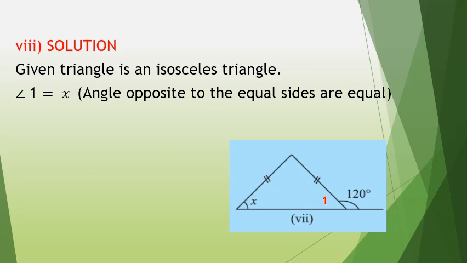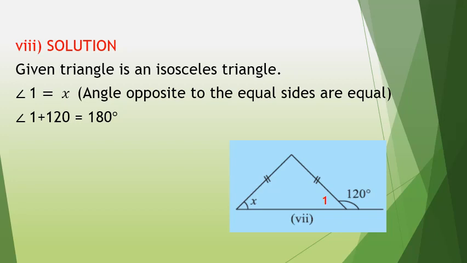Now we can see which two angles are of equal measure, that is the angles opposite to the equal sides. They are marked as x and you have to mark the other one as 1. So angle 1 equals x, angles opposite to equal sides are of equal measure. Now look at angle 1 and 120, they form a linear pair. So angle 1 plus 120 equals 180 degrees, linear pair.